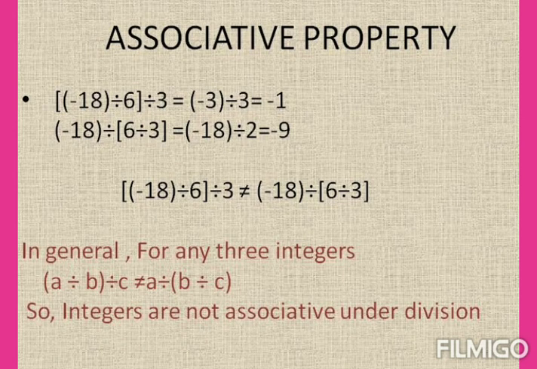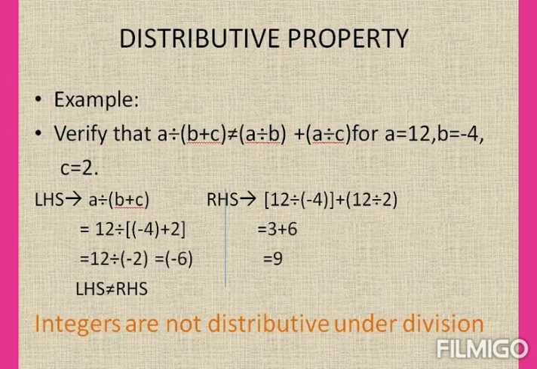Next, we are going to learn distributive property of division of integers. Example, verify that a divided by (b plus c) is not equal to a divided by b plus a divided by c, for a equal to 12, b equal to minus 4, c equal to 2. Let us substitute the values on both sides. Let us consider the left hand side first. On the left hand side, after substituting the values, we have 12 divided by (minus 4 plus 2). If you add minus 4 and 2, you get minus 2. Then we have to divide 12 by minus 2. The answer is minus 6.